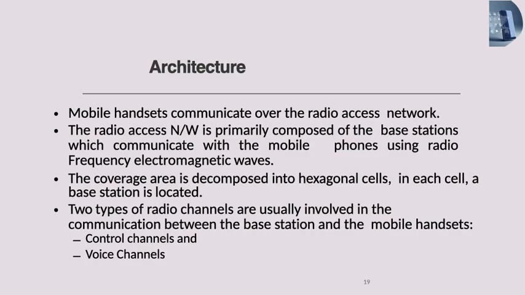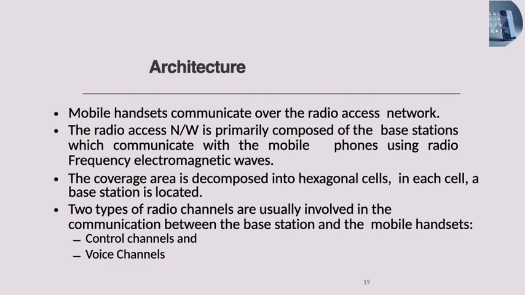The architecture includes mobile handsets that communicate over the radio access network. The radio access network is primarily composed of the base station, which communicates with the mobile phones using radio frequency electromagnetic waves. The coverage area is structured into hexagonal cells. In a hexagonal cell, one base station is located.